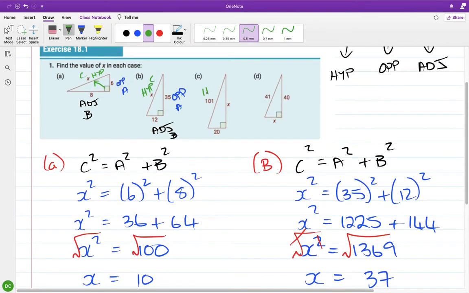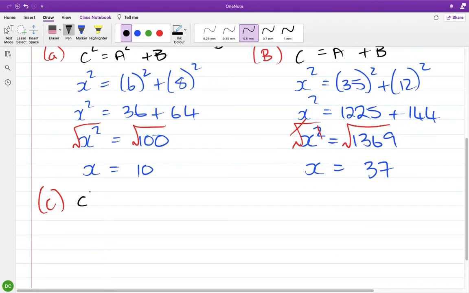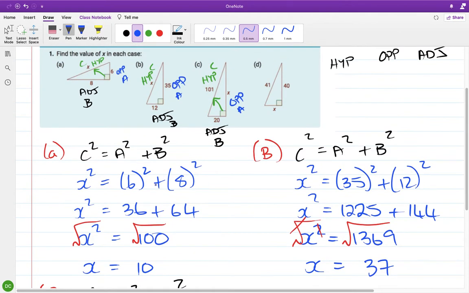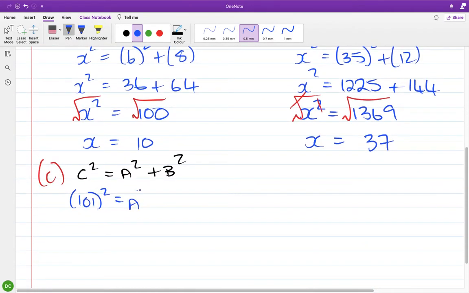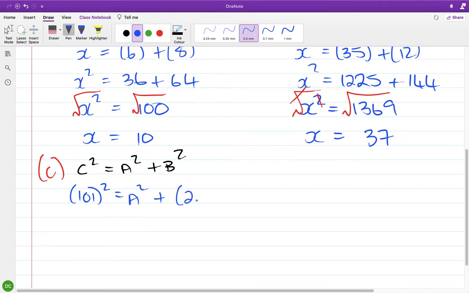Back up. Here's the hypotenuse, 101 because it's opposite the right angle. I'm going to call this the opposite, A, and this one here is the adjacent, B. So again, just get in the habit of writing your Pythagoras theorem down every time. 101 squared equals a squared plus 20 squared. So 101 squared is 10,201, a squared plus 400.